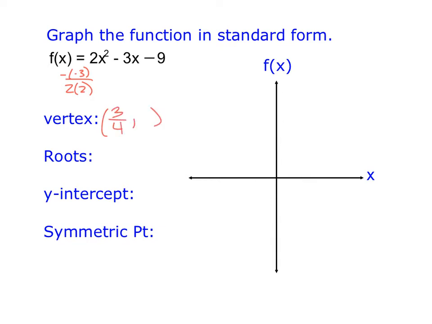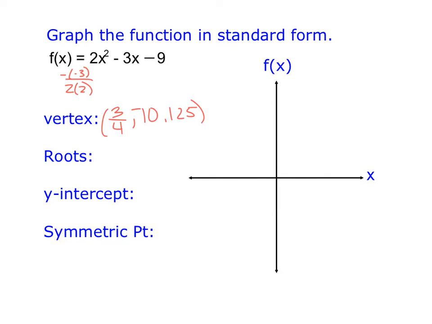I'm going to plug in 3 over 4. When I plugged 3 over 4 in, I got negative 10.125. So it's a decimal, which is expected. That's negative 10 and an eighth, I think.